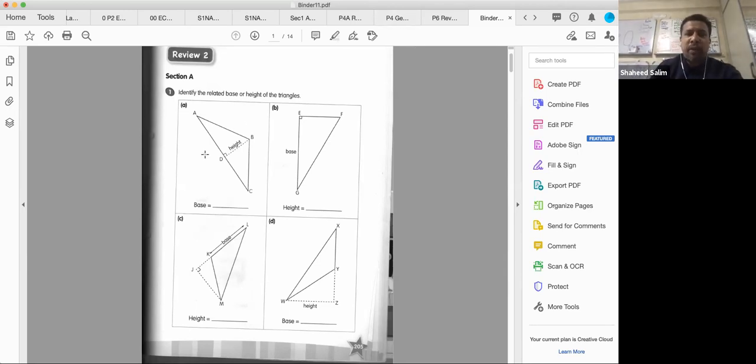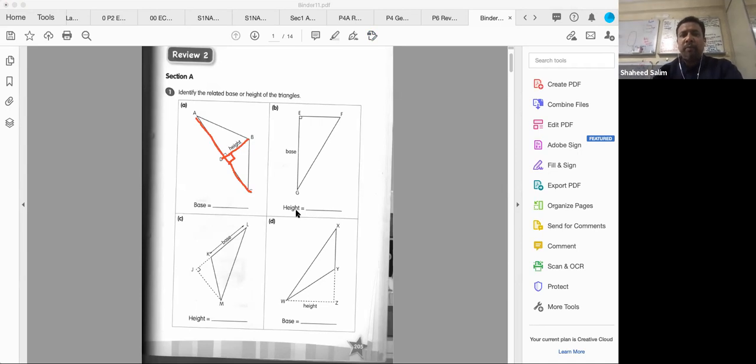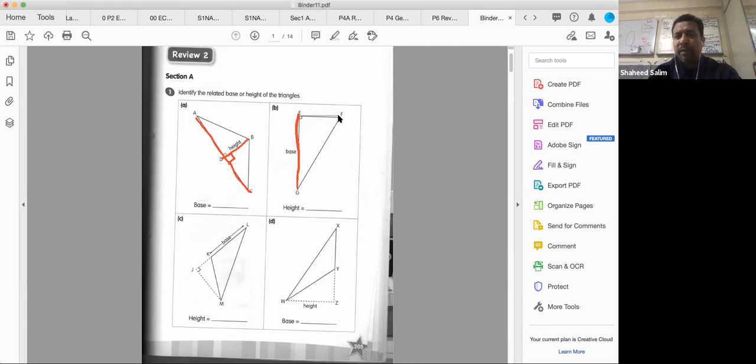Putra, you tell me what's the answer for question A. Can you unmute yourself? Putra, what's the answer for A? AC. AC, yes, correct. So the height has to meet the base at 90 degrees. This is correct. Okay, Putra, what's the height for B? This is the base. Where's the height? It has to meet at 90 degrees. Which one? It's either this line or this one, right? E to F, yes. E to F here, correct. Okay, well done.